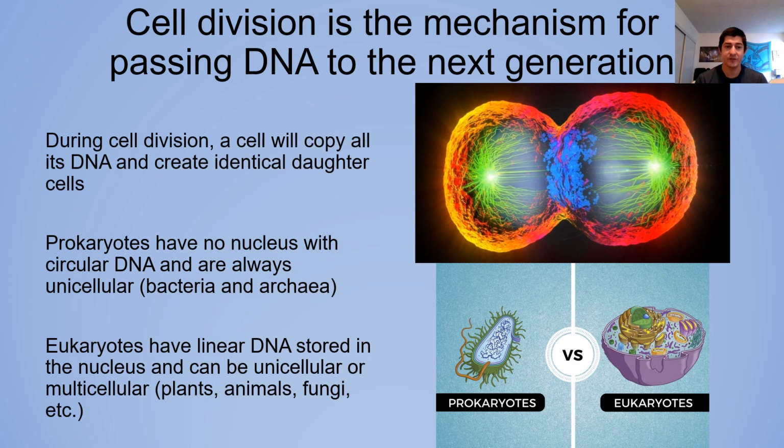And with eukaryotes, these are more complex cells. The DNA is stored in a nucleus, and we have all these other organelles within the cell. And the DNA is linear, so it has a start and a stop point, and it can be unicellular or multicellular. And this includes plants, animals, fungi, protists. Pretty much any living organism that you can see with your naked eye is a eukaryote. So we'll break down the different ways that prokaryotes and eukaryotes go through cell division.